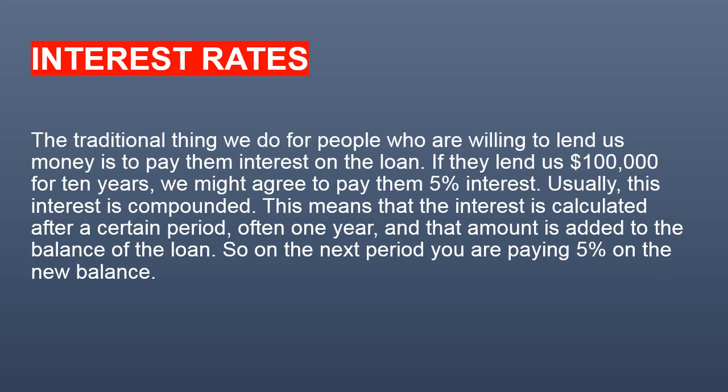Interest rates. The traditional thing we do for people who are willing to lend us money is to pay them interest on the loan. If they lend us $100,000 for 10 years, we might agree to pay them 5% interest. Usually this interest is compounded. This means that the interest is calculated after a certain period, often 1 year, and that amount is added to the balance of the loan. So in the next period you are paying 5% on the new balance.